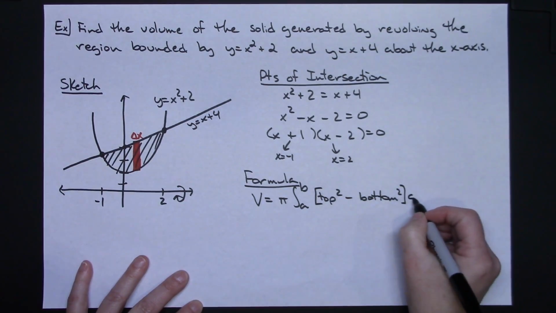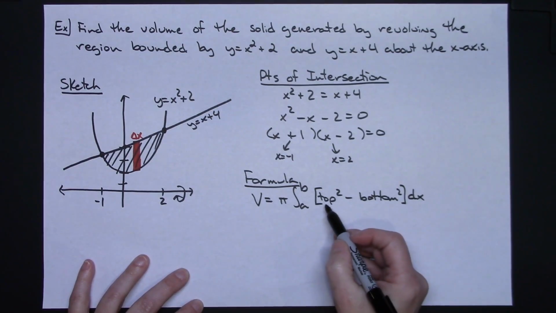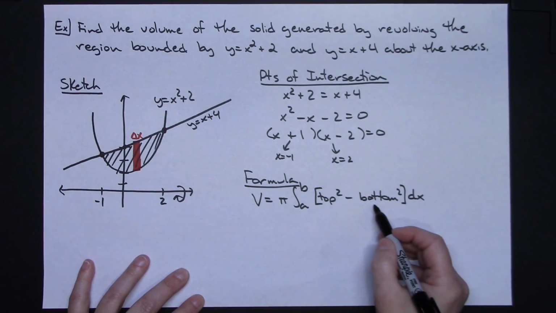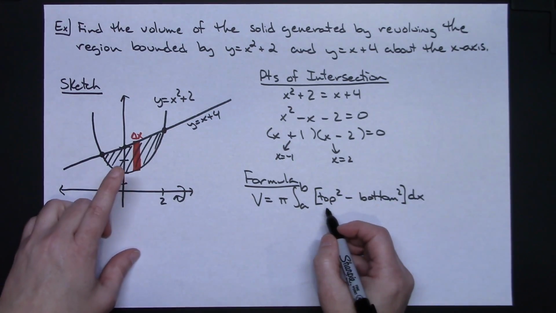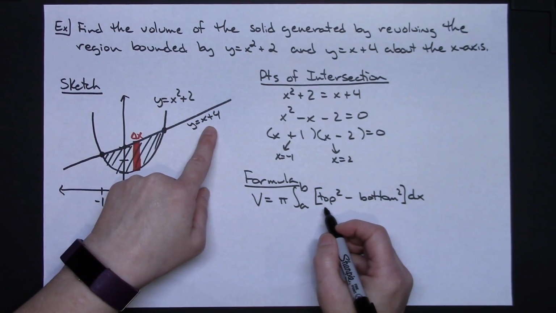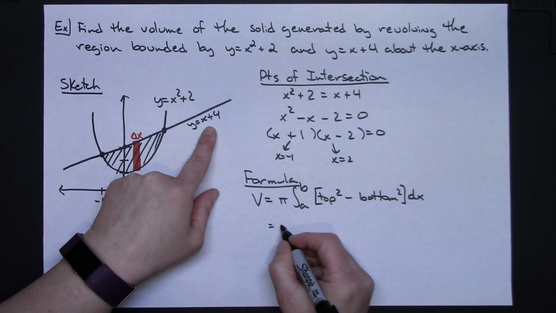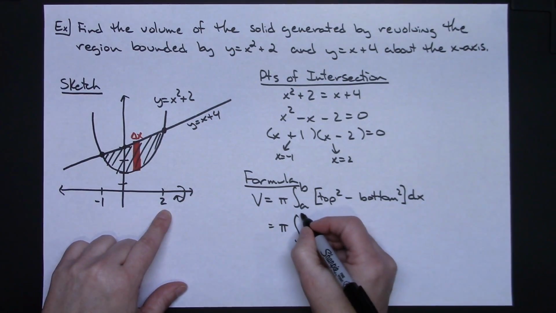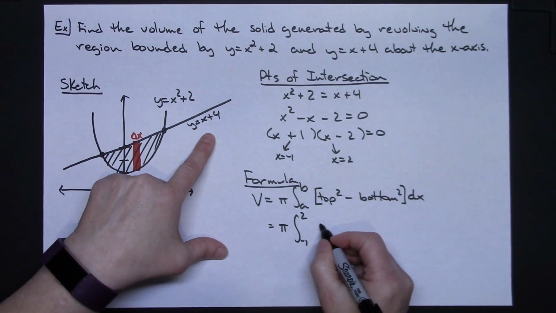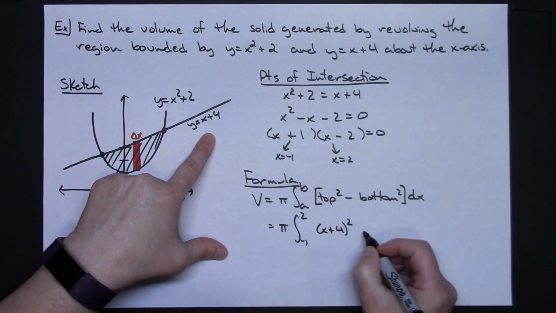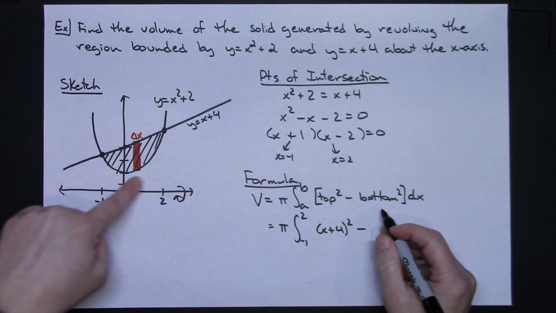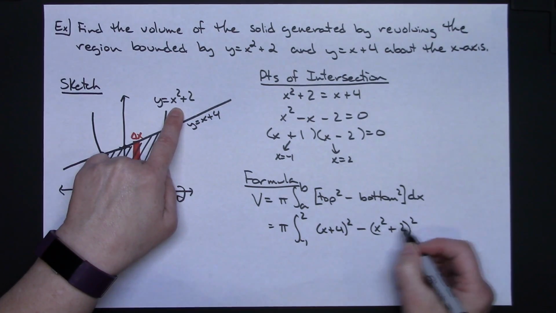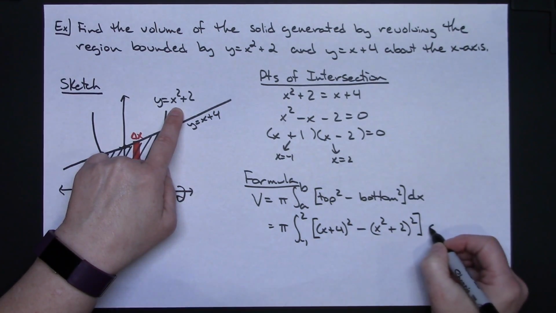And then dx, because everything is in terms of x. But like I said, depending on your professor, this could be outside radius squared minus inside radius squared. My top curve is my line, so that's going to be the x plus 4. So replacing my values, pi times the integral from -1 to 2, top curve, x plus 4, quantity squared, minus that bottom curve. The bottom curve is the parabola, so x squared plus 2 squared, and then dx.